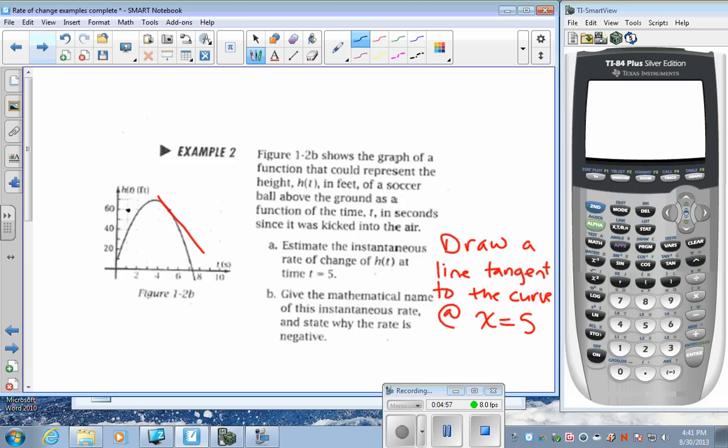Now, of course, in this one, we can't estimate it very well because we don't have our grid. We can estimate going up, looks like about 20, and going over about 4 or so.